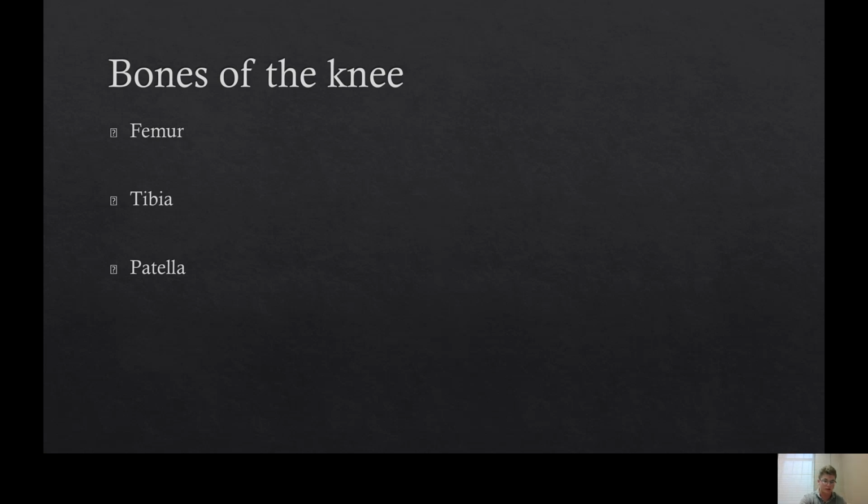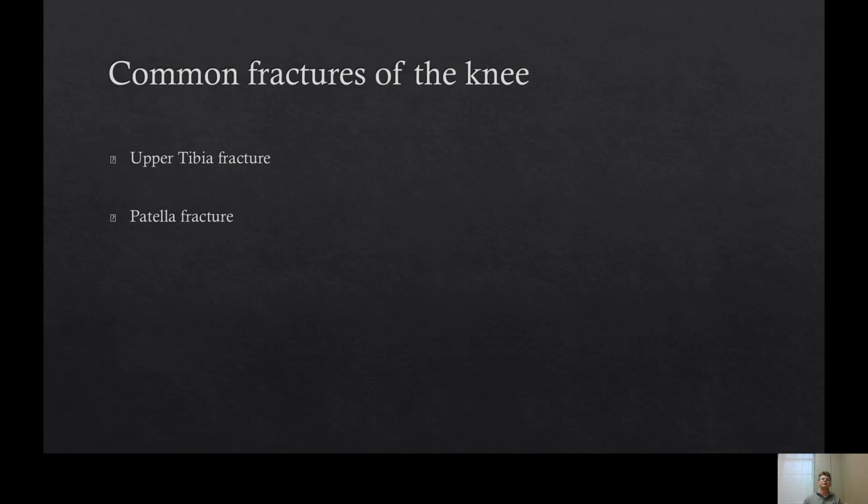So now that we have a little bit of a description of each bone, I'm going to go into the common fractures of the knee, the upper tibia fracture and the patella fracture. So starting with the upper tibia fracture. This fracture or break in the shin bone just below the knee is called a proximal tibia fracture or an upper tibia fracture.